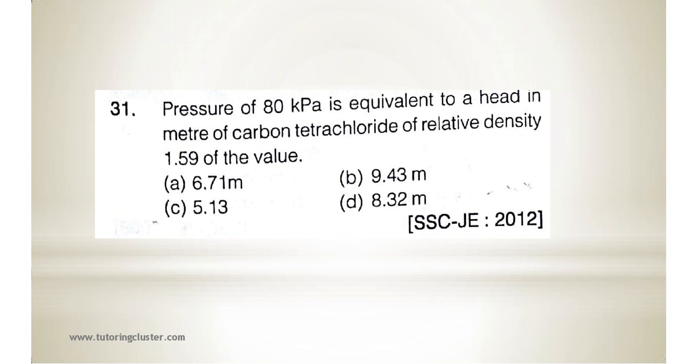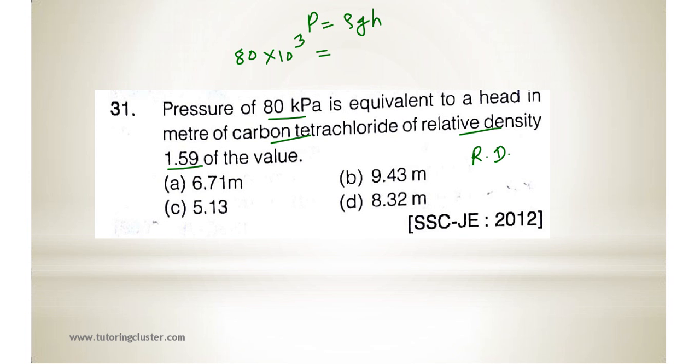Next, question number 31. The pressure of 80 kilopascal is equivalent to head in meters of carbon tetrachloride of relative density 1.9. So what is pressure? P is equal to rho g h. How much pressure is there? 80 kilopascal, 80 into 10 to the power 3 pascal, which is equal to density. Is the density of carbon tetrachloride given? No, but relative density is given. What is relative density?